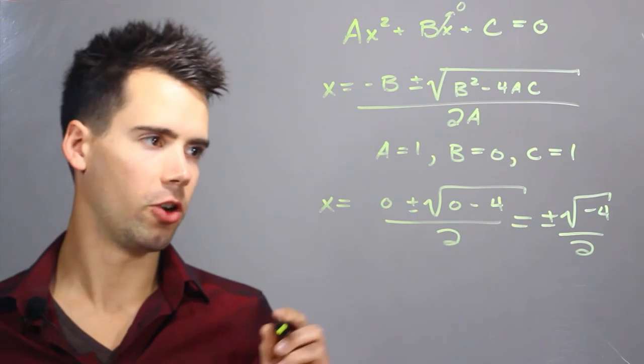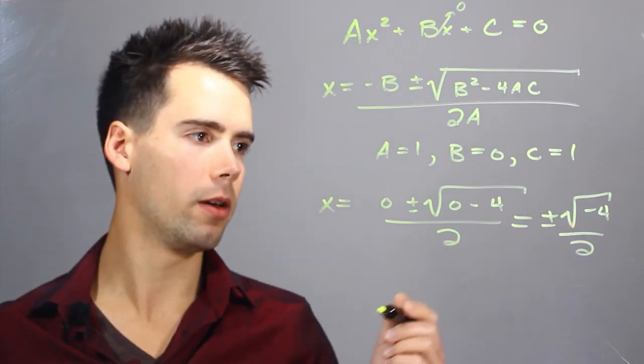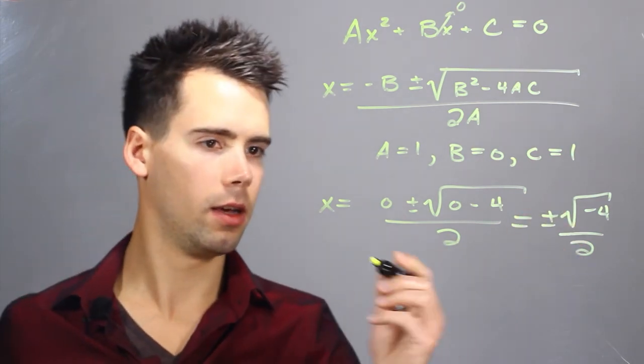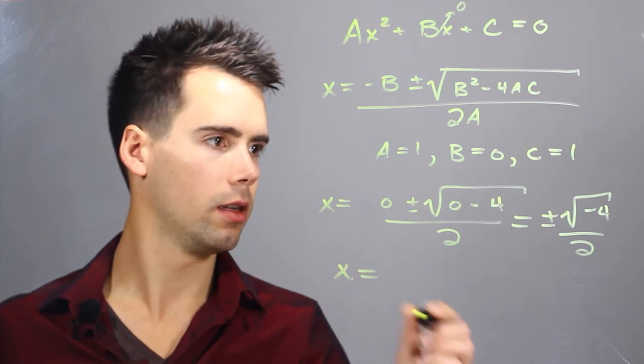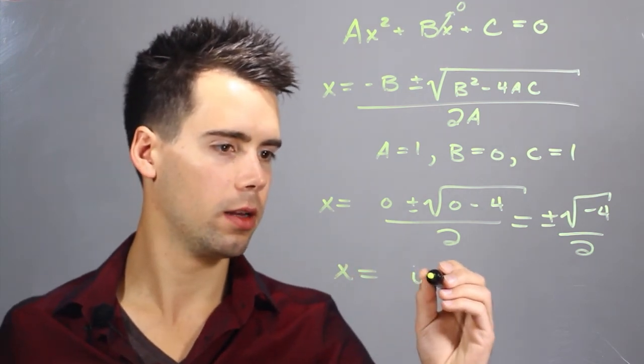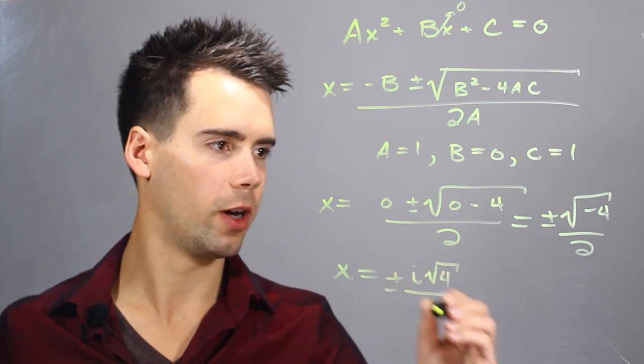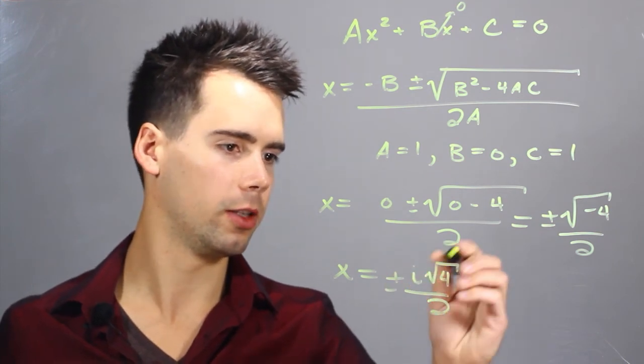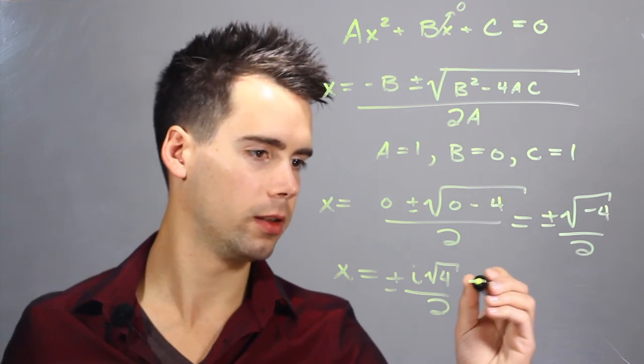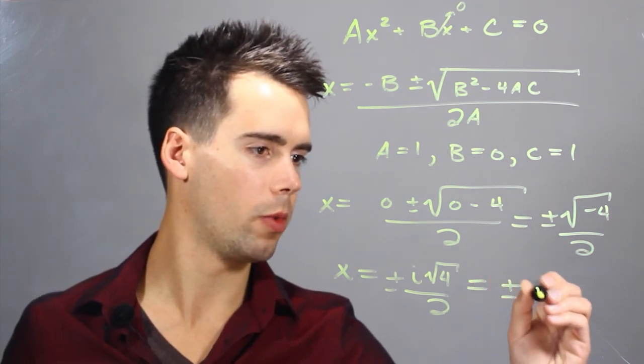If we're going to use imaginary mathematics, we know a square root of negative 1 is just i. And we find that x is equal to i times the square root of 4. Can't forget the plus or minus, over 2. And the square root of 4 is just 2. So we find that x is equal to plus or minus i.